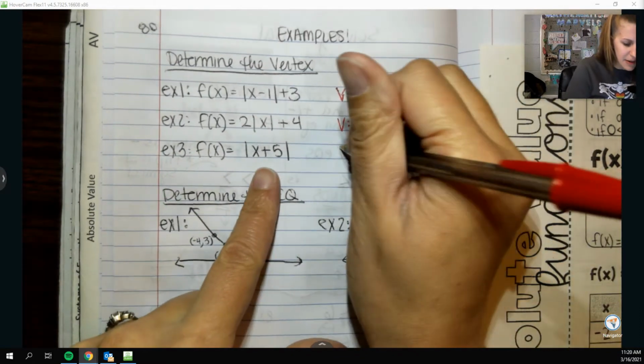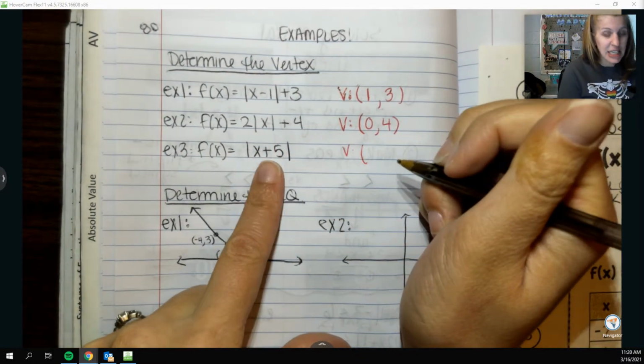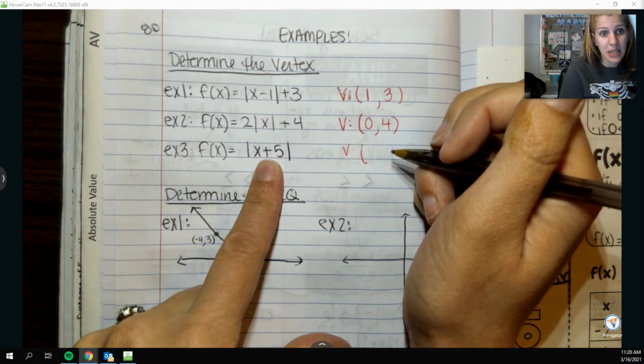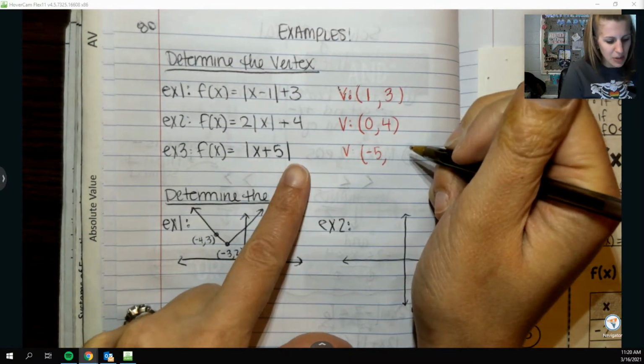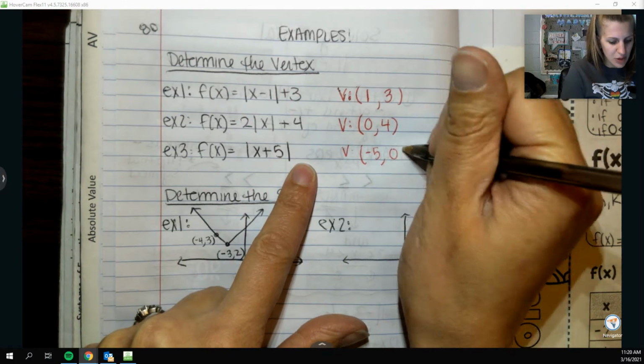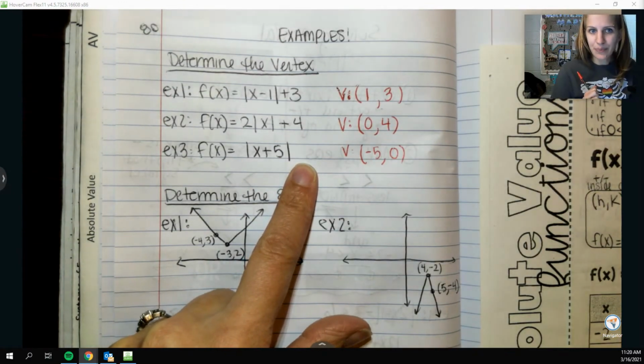And then lastly here, if I want to find the vertex, I look inside with x, and that number is going to be opposite, so -5. And then I look for a number outside, and there isn't one being added or subtracted, so 0. And there you go.